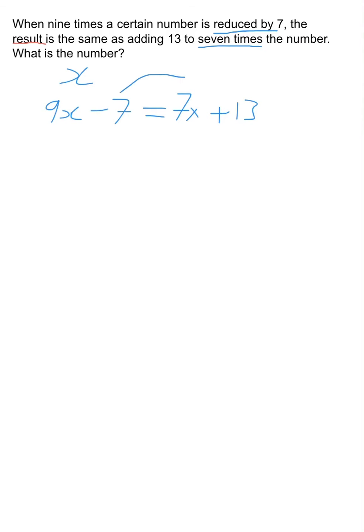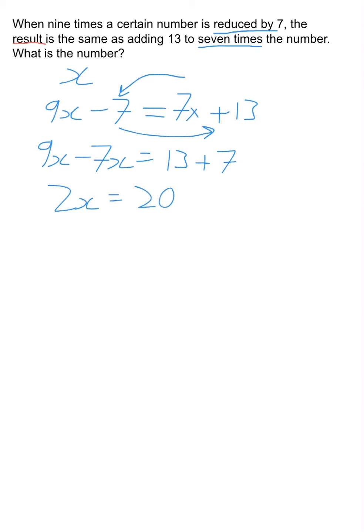X is to one side, numbers to the other. Remember to change the sign as we bring things across. So on the left we'll have 9x minus 7x equals 13 plus 7. So 9x minus 7x, that would be 2x. 13 plus 7 is 20. Always divide by the number in front of x. So x is equal to 20 over 2. X is equal to 10. So that's the number we're looking for.